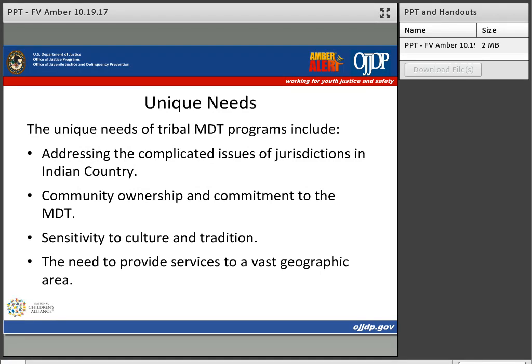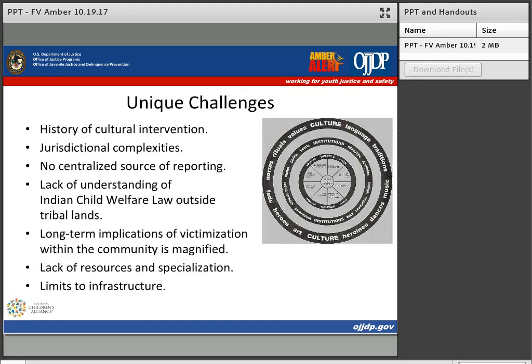There are some unique needs when working with tribes. The first is to address those complicated issues of jurisdiction. Understand that you have to develop a community ownership, make the community feel that the program is theirs while you're sensitive to culture and tradition. And then understanding that the geographic area that you may be serving could be immense, and all of the issues that brings into it can be something that's going to impact your ability to deliver services.